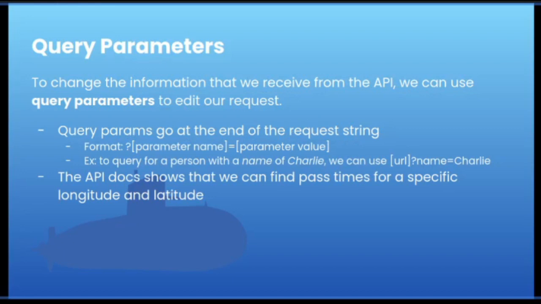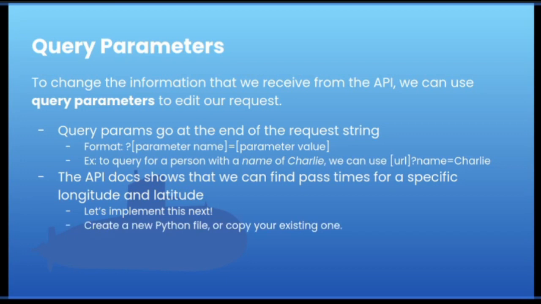So the API docs show us that we can find pastimes for a specific longitude and latitude. So we're going to be implementing this next. Alright, so what you can do now is either create a new Python file or copy your existing one, or just keep editing the existing one. But currently you might want to use something like latlong.net to find your current latitude and longitude.